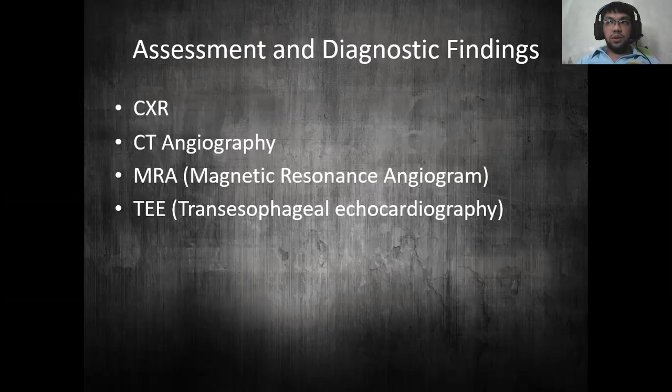Now, to diagnose aneurysm, chest x-rays might be done, CT scan, or CT angiography. Again, take note of the dye. Check for allergies to iodine. MRA or magnetic resonance angiogram, so it's similar to MRI. And TEE, transesophageal echocardiography. So they are going to insert a sonogram probe into the esophagus in order to visualize the thoracic cavity for the aneurysm.